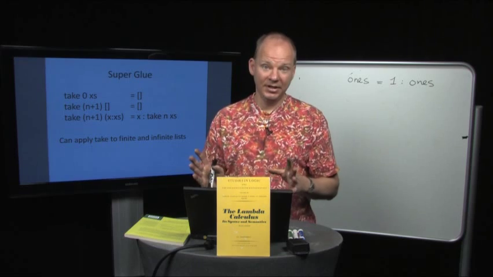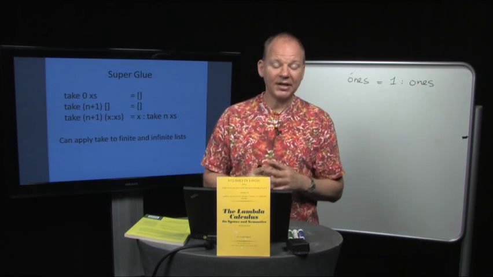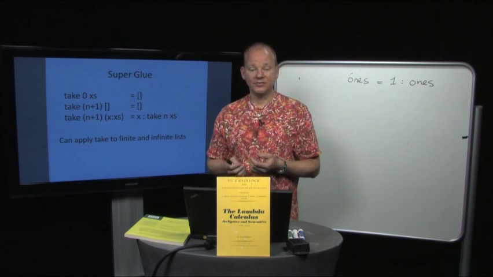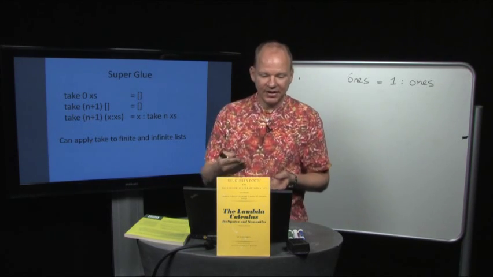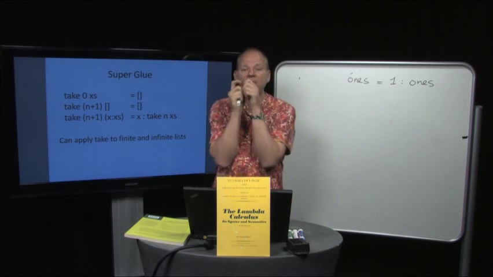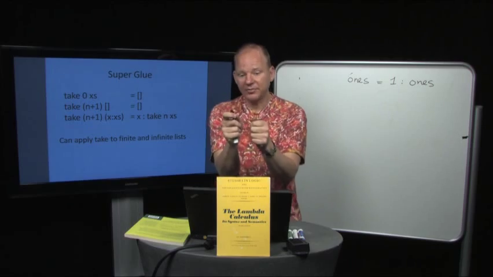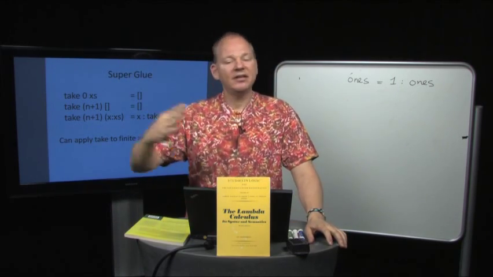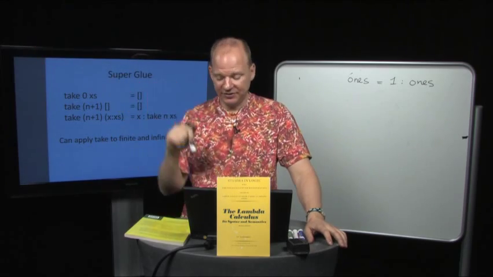The beauty of lazy evaluation is that I can apply this function to both finite and infinite lists. It doesn't matter, because this function here will just evaluate its arguments enough to take the first n elements. And it doesn't matter if that whole list is infinite.